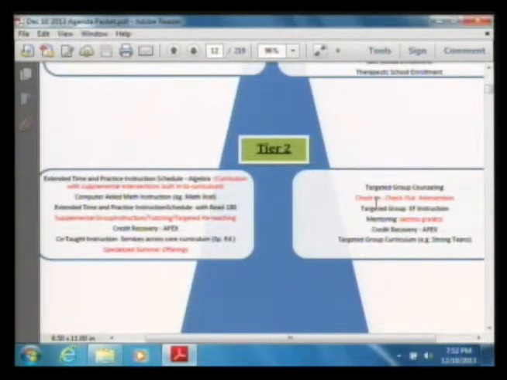And then in our second year, we continue Read 180 on a modified approach. Freshman year, it is a period and a half. Sophomore year, it's one period. And that's somewhere usually about 15 to 20 students by that sophomore year.